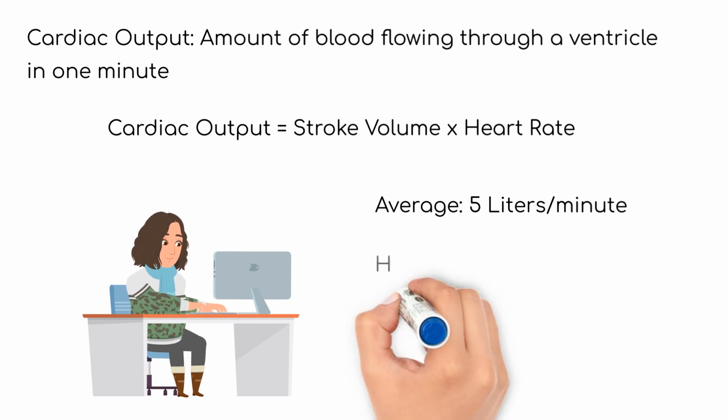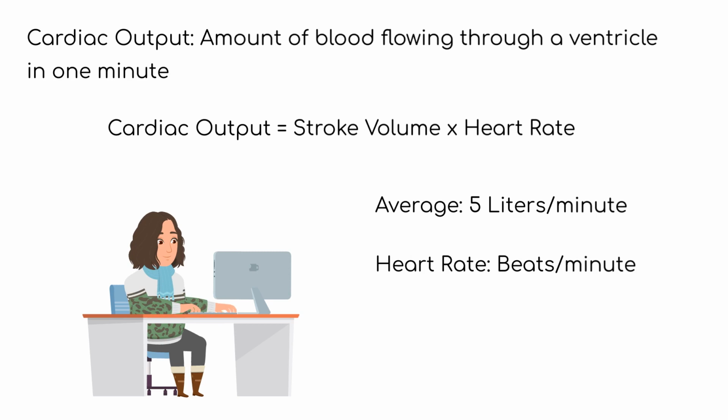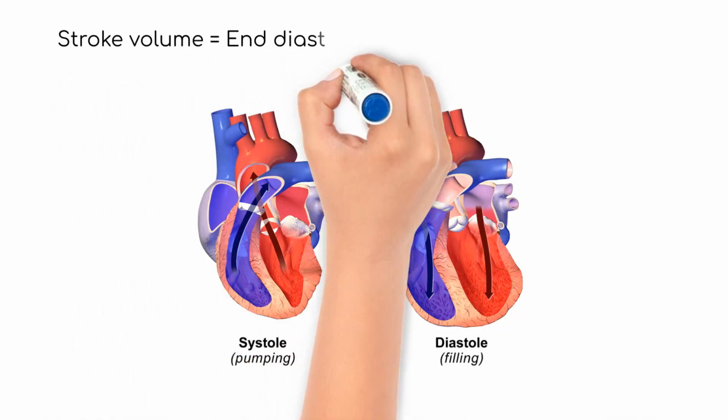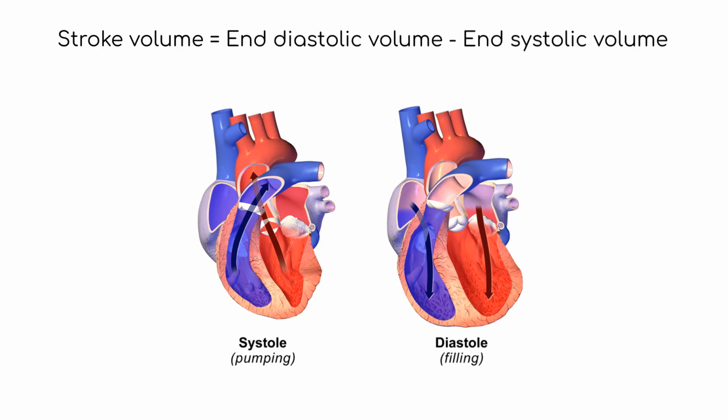Heart rate is measured in beats per minute, and stroke volume is the amount of blood that can fit into the ventricle. Stroke volume is equal to the end diastolic volume minus the end systolic volume. The ventricle fills during diastole and empties during systole, but not all of the blood leaves the ventricle during systole.